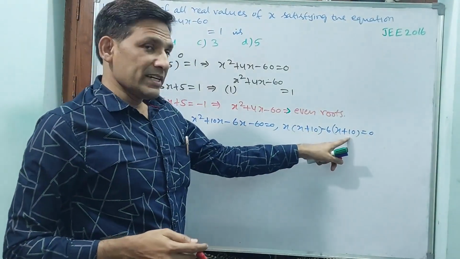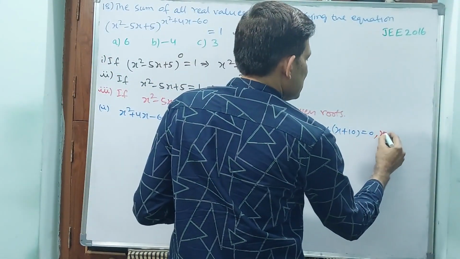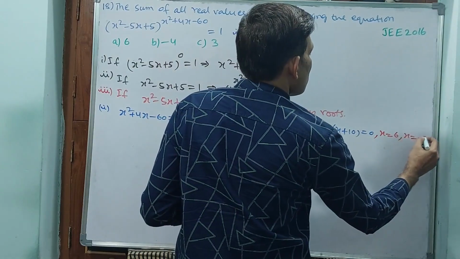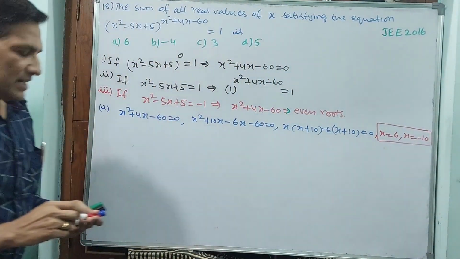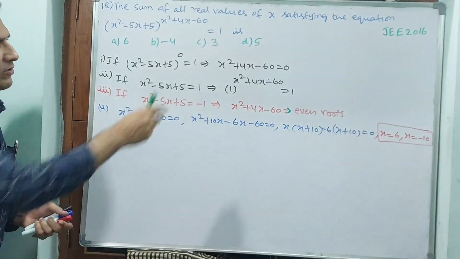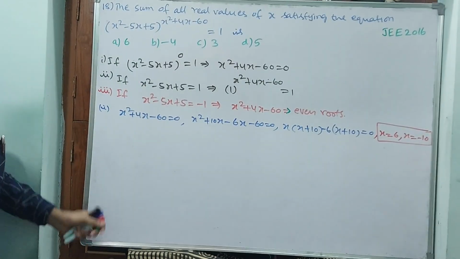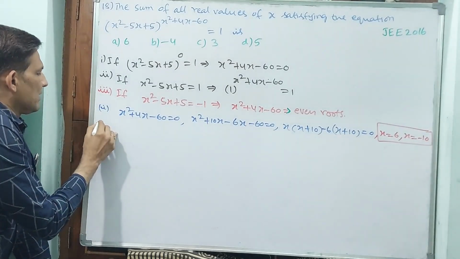X is equal to 6 and x is equal to minus 10. Write down: x is equal to 6, x is equal to minus 10. You box it. Okay, minus 10 and 6. Those two values I have written and kept aside. Now go for the second one.